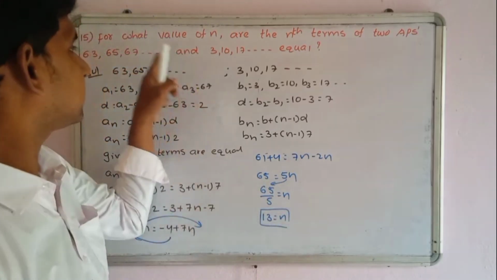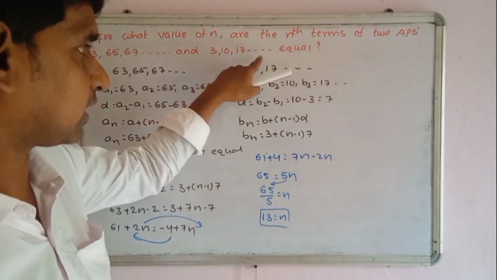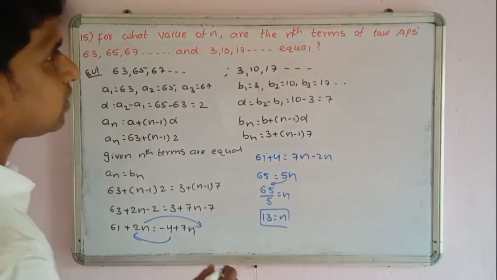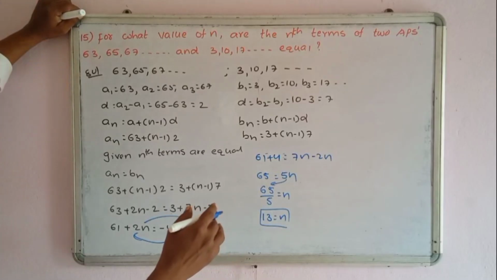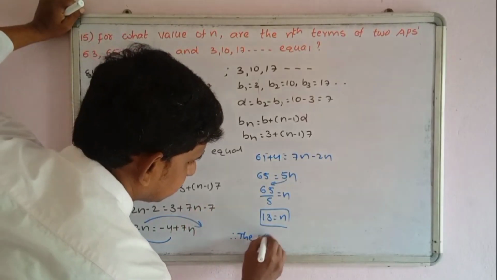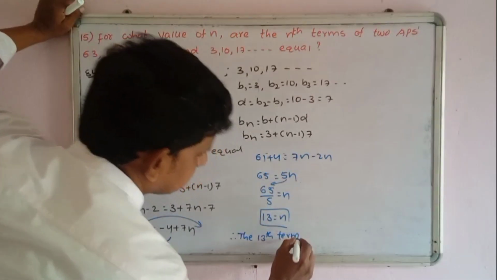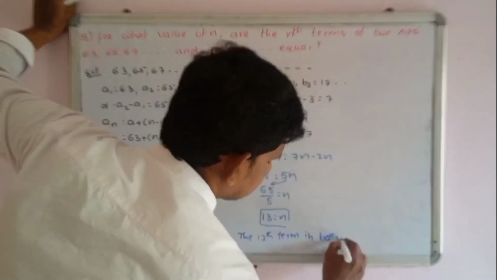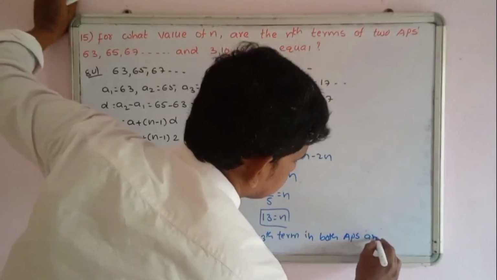Therefore the 13th term, in the second series the 13th term gives the same values. Okay. Therefore the 13th term in the series are equal. Therefore the 13th term in both APs are equal.